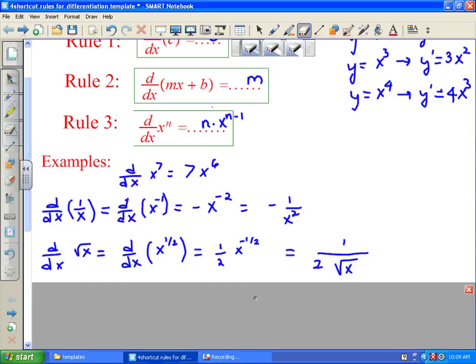Now, on the test, yes, I will ask you some questions using the long method, but once you know the shortcut rules, at least you can check your answer, and if it doesn't match, you always have a chance to go back and fix your work and try to catch what happened wrong there.